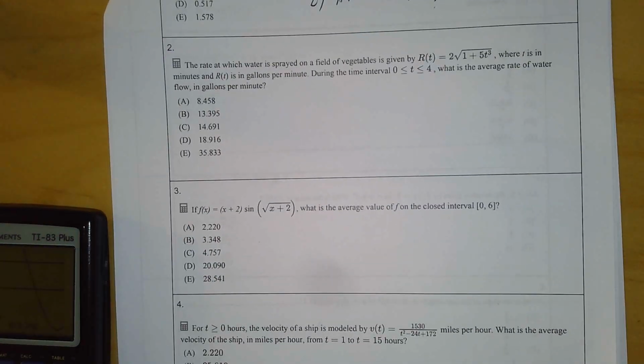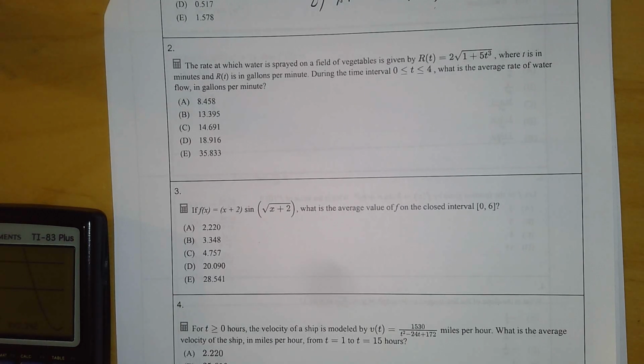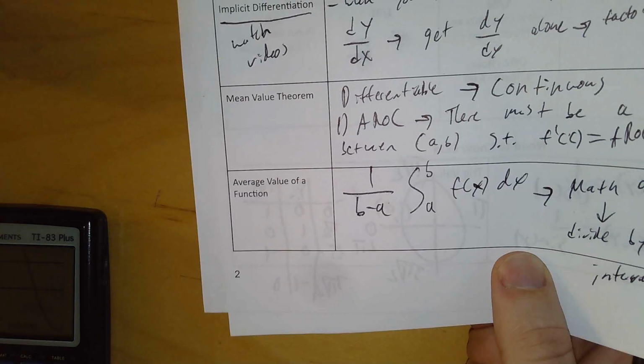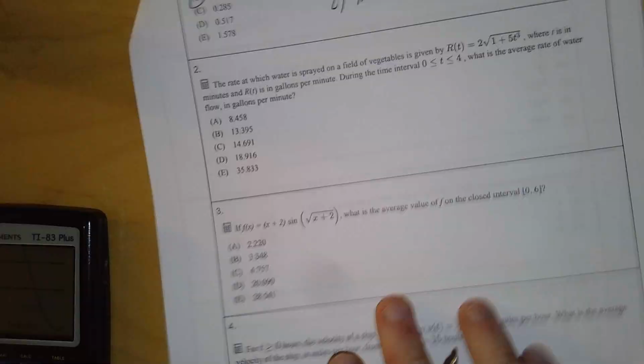The rate of change in which water is sprayed in a field of vegetables is given by R of t equals 2 root 1 plus 5 t cubed, where t is in minutes and R of t is in gallons per minute. During the time interval 0 to 4, what is the average rate of flow in gallons per minute? So no matter what, please write out the average rate of change. Okay, so remember, average rate of change, check your notes right here, 1 over b minus a, integral a to b f of x dx.